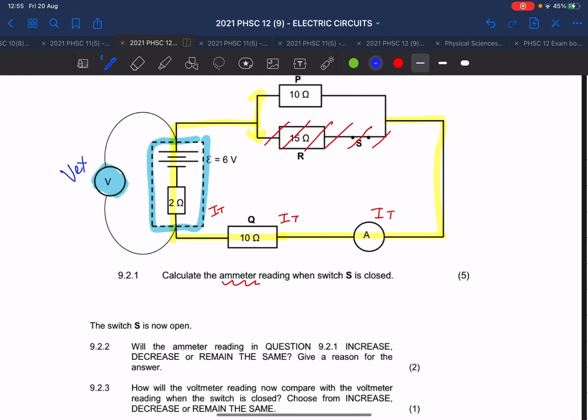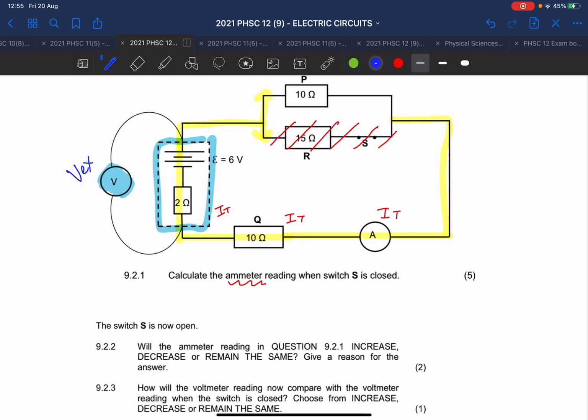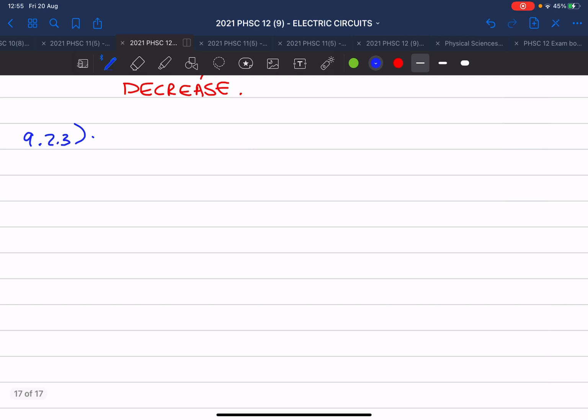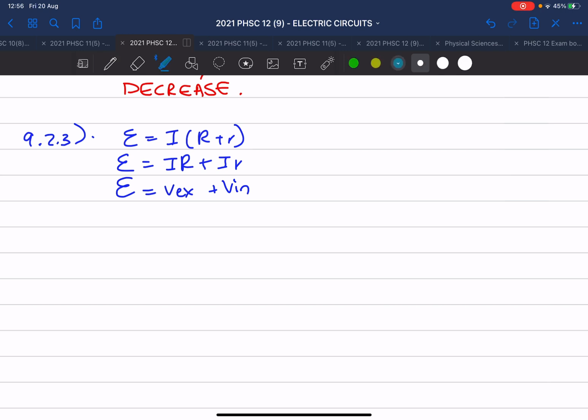So how will that volts external change? Increase, decrease, or remain the same? Give a reason for your answer. So if you get to that volts external question, you write for yourself this formula: EMF equals current times resistance, which is volts external plus volts internal. Their question is, what will happen with volts external? We have already said that the total resistance increased, meaning the total current decreased.